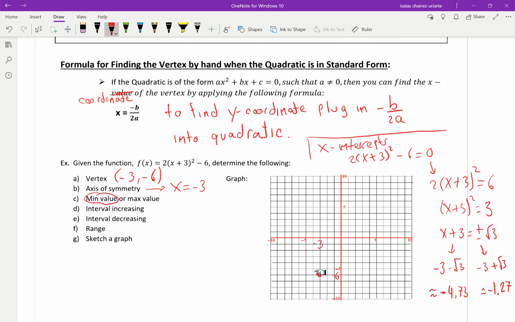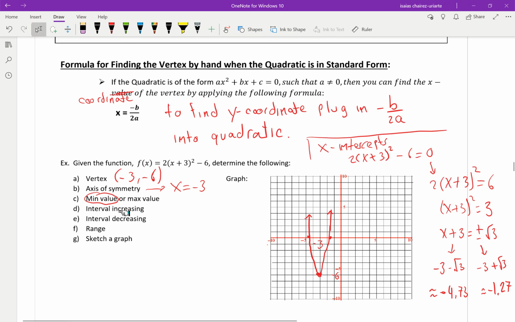Okay, so those are my x-intercepts. Around there are my x-intercepts. So negative 4.73, somewhere around there, a little bit before 5, and negative 1.27, somewhere around there. And that's the best I can do given my stylus. And so my parabola kind of does this. So right now my vertex, the point negative 3, negative 6, is a minimum, a minimum value.